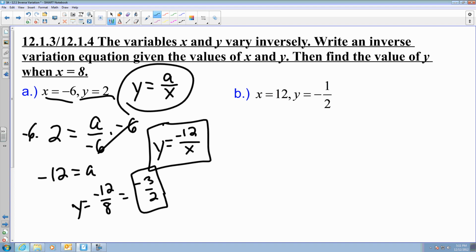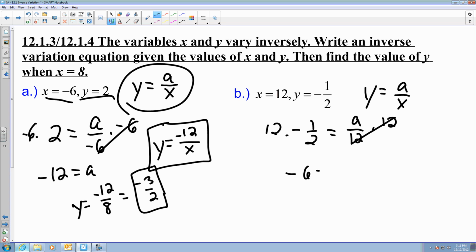Okay, let's look at b. Again, we're going to use y equals a over x. I'm going to substitute in negative 1/2 equals a divided by 12. I want to solve for a, so I'm going to multiply 12 to both sides. Those cancel. Negative 12 divided by 2 is negative 6, so negative 6 equals a. So my equation is y equals negative 6 over x.